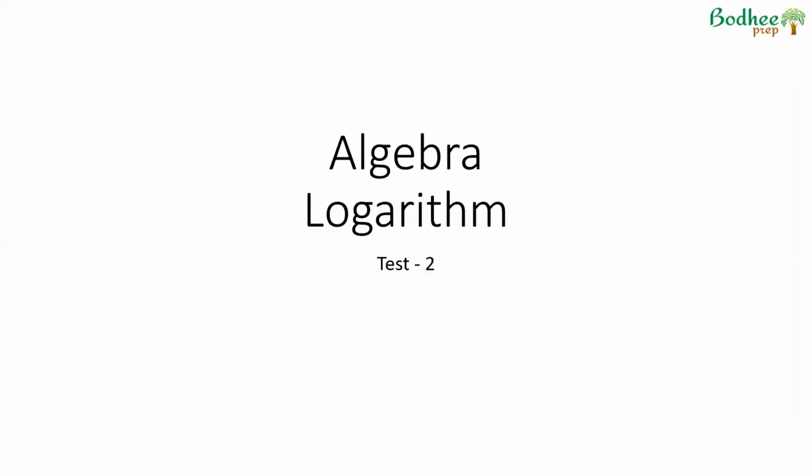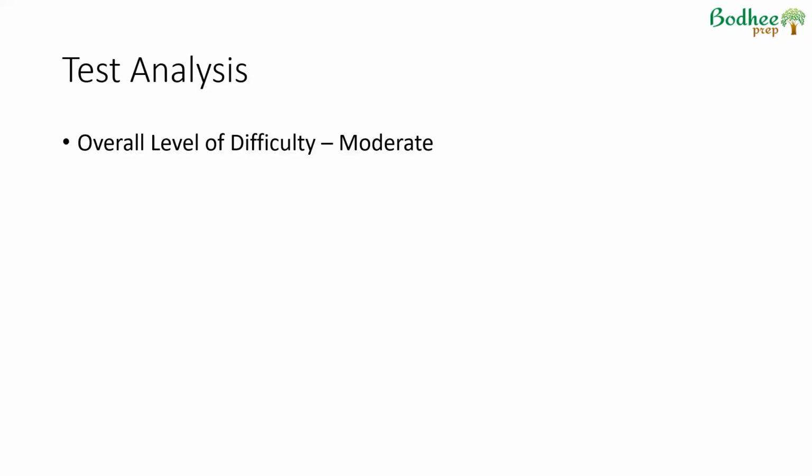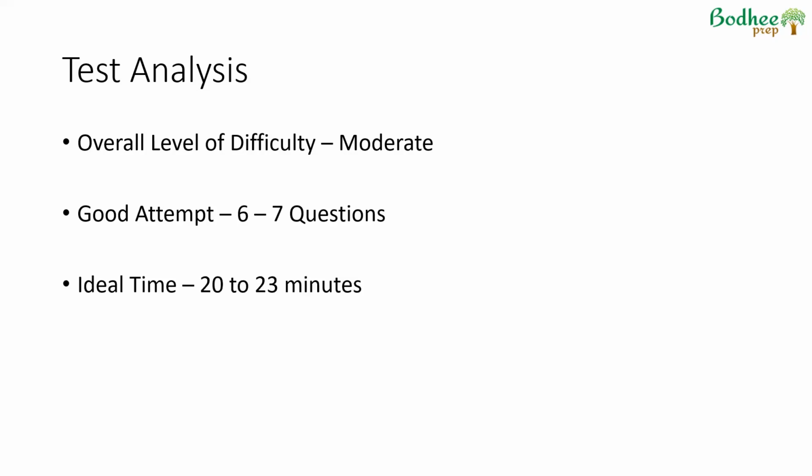This video talks about the topic logarithm, and this is the second test on the topic that we're discussing in this video. Overall, the test was probably moderate to difficult in terms of level of difficulty. 5 to 6 or 6 to 7 questions net correct would mean that you get a 95 plus percentile for sure. The attempt time also would be in the range of about 20 to 23 minutes. That is going through all the questions and finding those 6 to 7 questions that you will get correct.